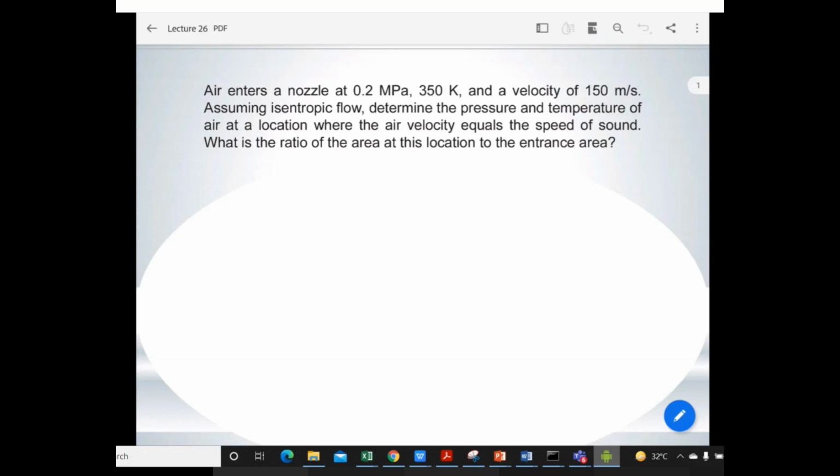What is the ratio of the area at this location to the entrance area? So another thing which we have to find is the ratio, that is A star over the initial area, you can say. Okay, so this is the required thing. So you have to note down the data, and then we will see how to solve it.